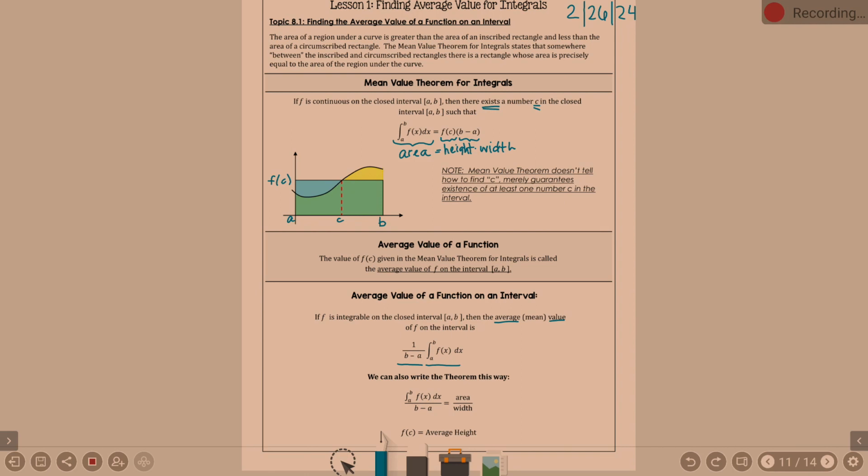Notice here, if you think about it in this way, the integral from a to b of f(x) dx is your area. b minus a represents the width, and f of c is going to represent the average height. So if you relate it back to the mean value theorem, if you solve for f of c, it's dividing over the b minus a. And so you're able to find that average height, f of c, based on some c that we don't know exactly where it is, but some c that exists. So that's your connection there between average value and mean value theorem.